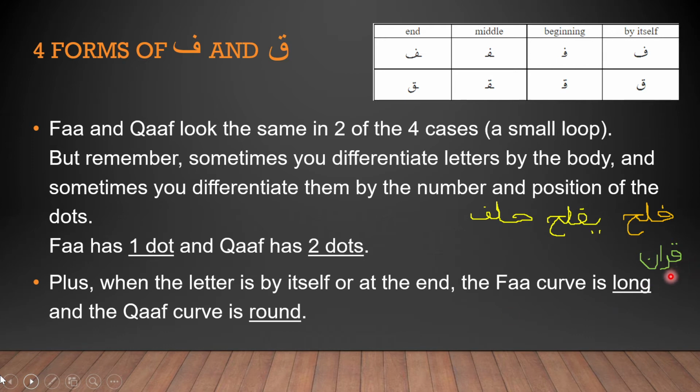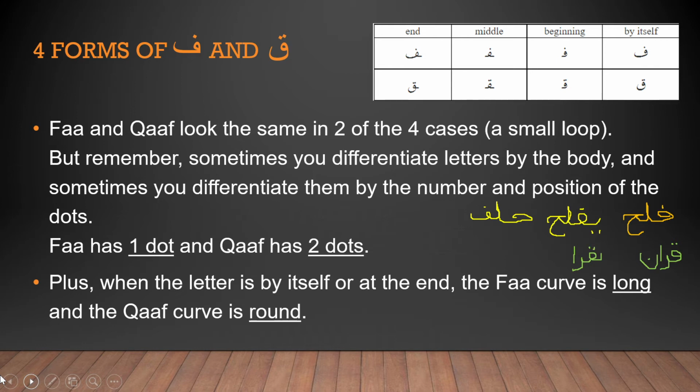So this is Quran. It's Qaf, Ra, Alif, and Noon. Quran. I'm sure I don't need to tell you what Quran means, right? Then Yaqra'u. For the middle, we'll take Yaqra'u. Ya, Qaf, Ra, and Alif. Now with the dots, they'll become much clearer.